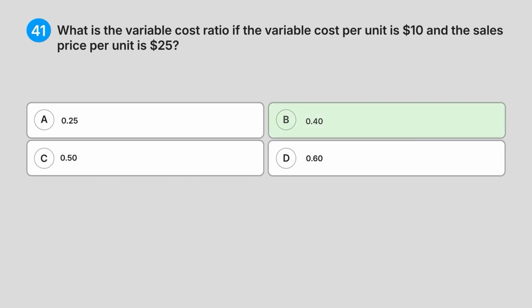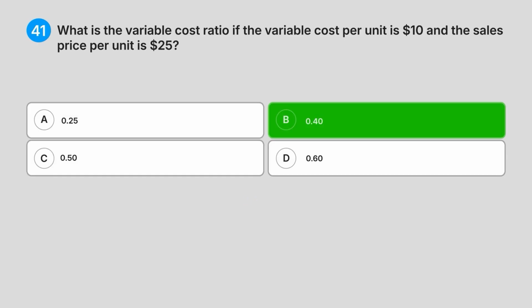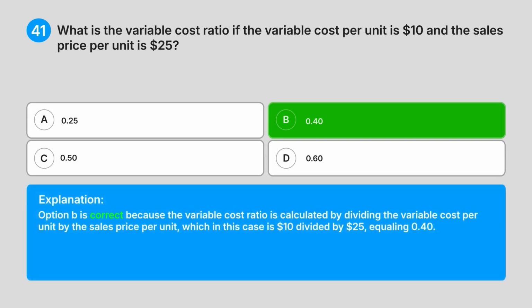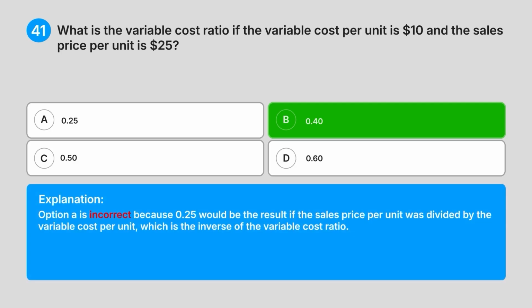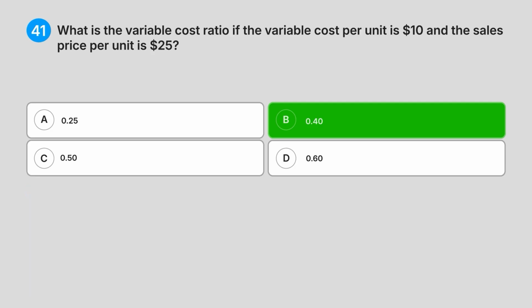Correct answer, B. 0.40. Explanation: option B is correct because the variable cost ratio is calculated by dividing the variable cost per unit by the sales price per unit, which in this case is USD 10 divided by USD 25, equaling 0.40. Option A is incorrect because 0.25 would be the result if the sales price per unit was divided by the variable cost per unit, which is the inverse of the variable cost ratio.